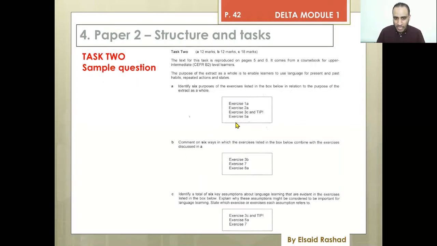Then you need to move on to part B, which is 6 comments on these 3 exercises. So 2 comments for each exercise. If you write a comment about a different exercise which is not specified here, you will lose marks. You need to provide comments on the specified exercises. Then you move on to part C. You need to provide 6 assumptions. You need to explain them, and then you need to refer to the exercise, whether it's exercise 7, 5A, or 3C and TIP. All right, that's the question.